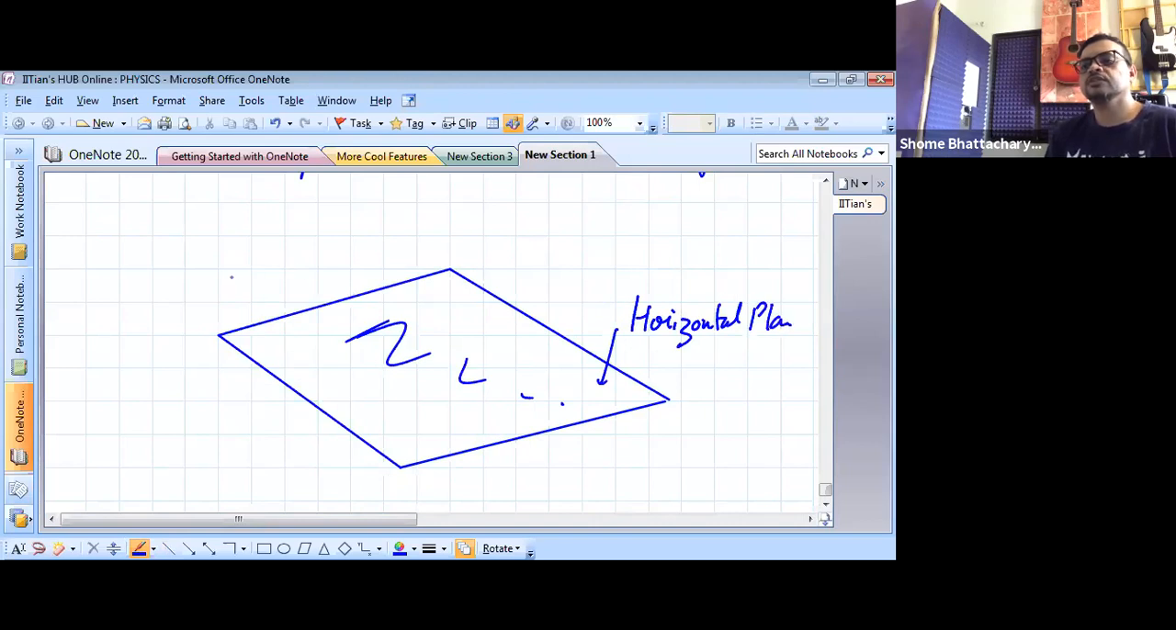So acceleration due to gravity is pointing into the plane, like this, into the plane. This is our vertical axis, cutting through the plane and going down like this.